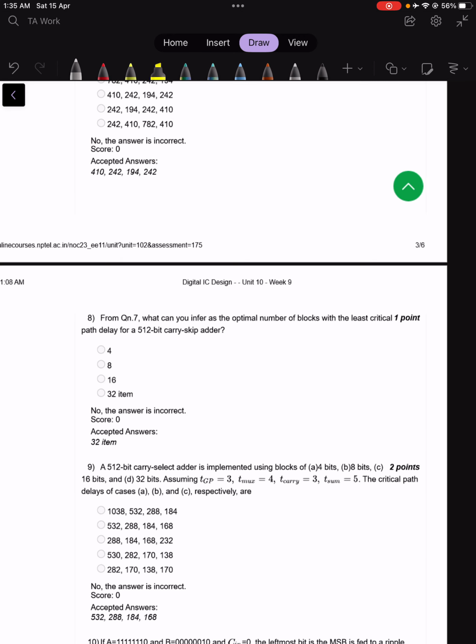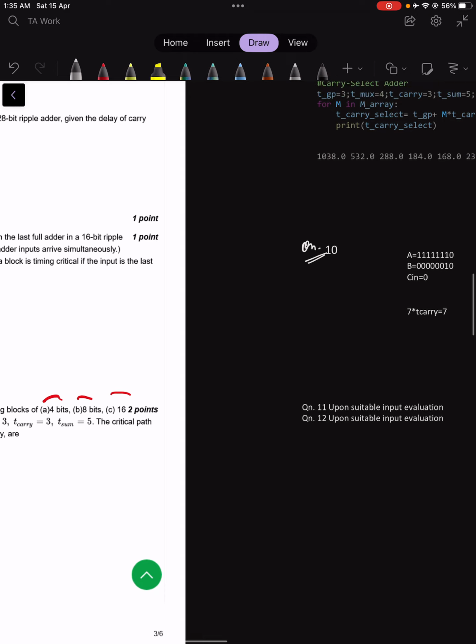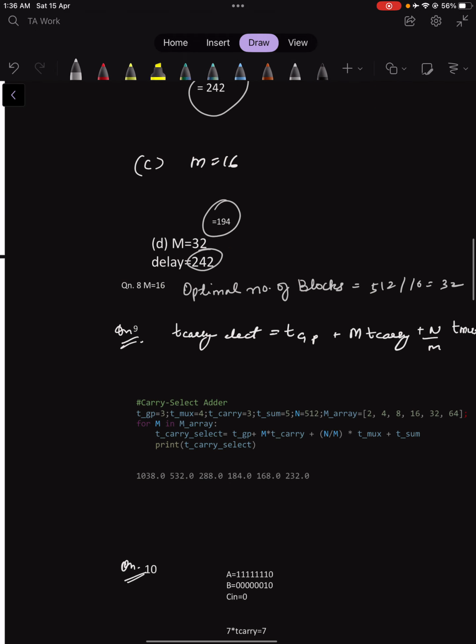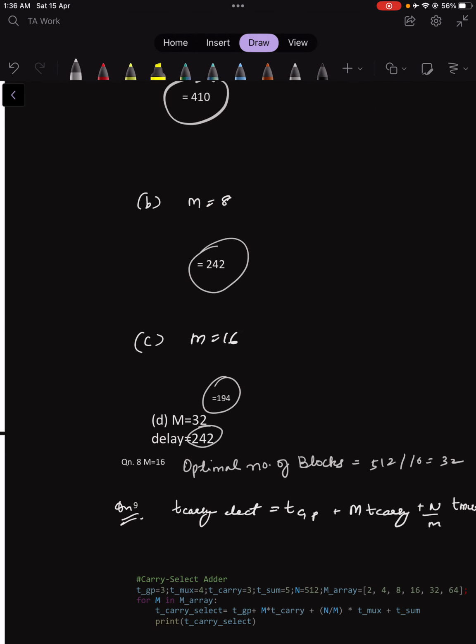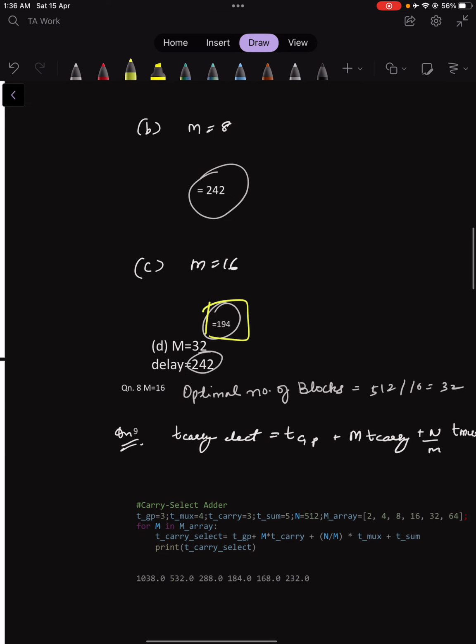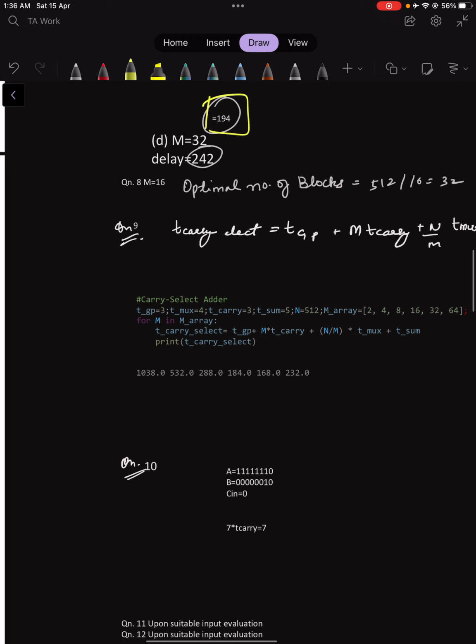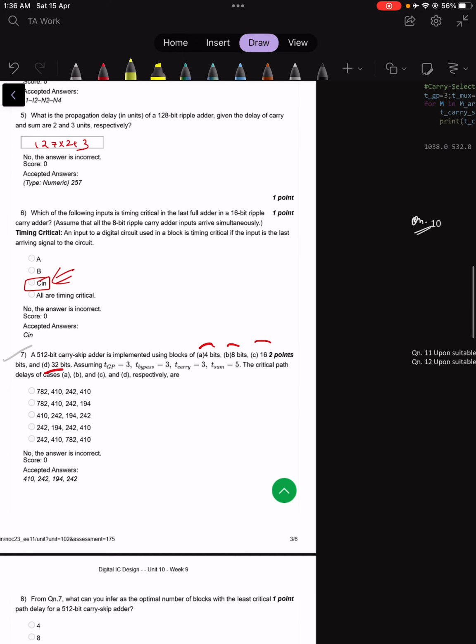Question number 8. From question 7, what can you infer as the optimal number of blocks with the least path delay for the 512-bit carry skip adder? The value of M equal to 16 gives the least delay, which is 194, but the number of blocks is 512 divided by 16, that is 32.